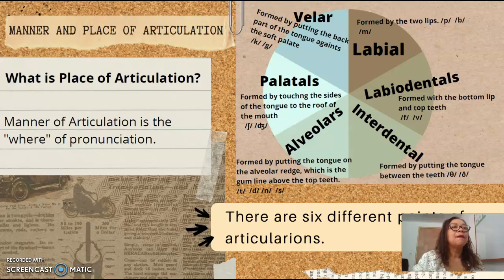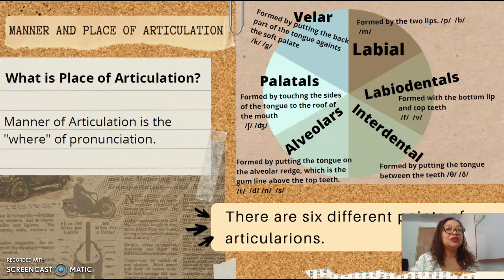B, m. Labiodentals. You form them by putting the bottom of your lip against the top of your teeth. V, v. Interdental. You form these sounds by putting the tongue between your teeth.